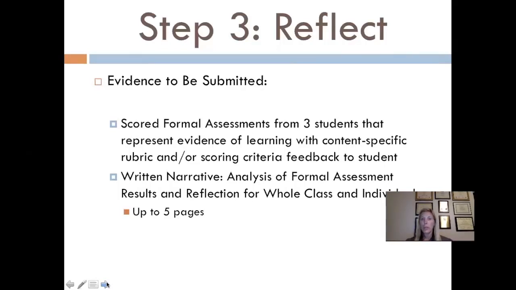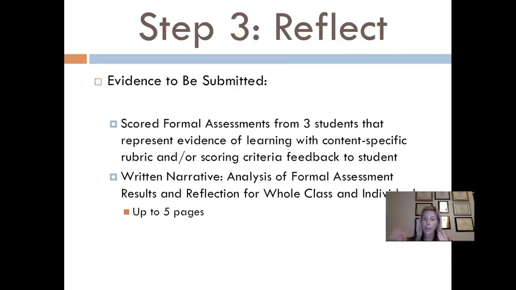Here's the evidence that you will be submitting to the CalTPA website for step 3. You're going to submit the scored formal assessment for the 3 focus students, okay? The high performer, the one that's exceeding the expectation, the middle range, who's meeting the expectation, and a struggling student who is not yet meeting the expectation, right? So you're going to submit their formal assessment work sample along with the scoring criteria or rubric that you used in order to evaluate their assessment.